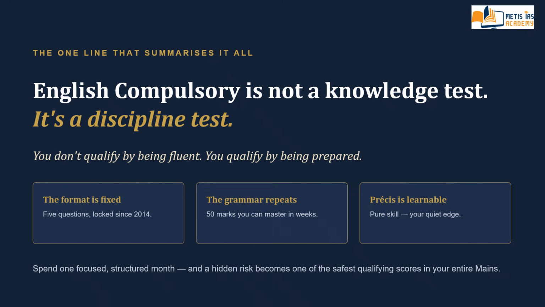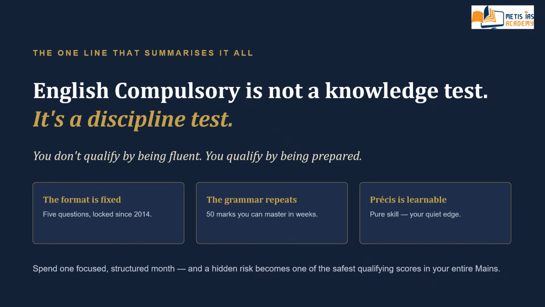So let me leave you with the one line that summarizes 13 years of analysis. English compulsory is not a knowledge test. It is a discipline test. You do not qualify this paper by being fluent. You qualify it by being prepared. So the format is fixed.